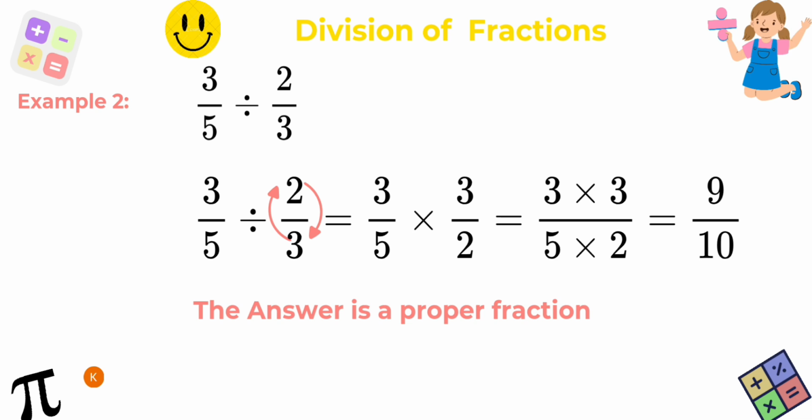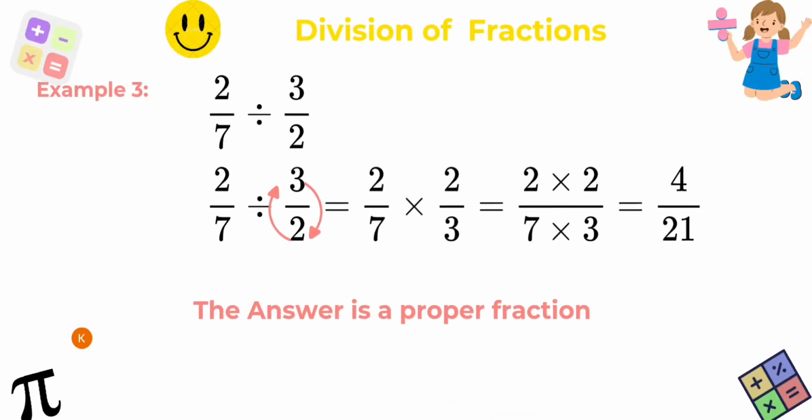Example 2 on division of fractions. We have 3/5 divided by 2/3. We reverse the second fraction, we have 3/5 multiplied by 3/2, it gives us 3 multiplied by 3 divided by 5 multiplied by 2. So the result is 9/10. The answer is a proper fraction.